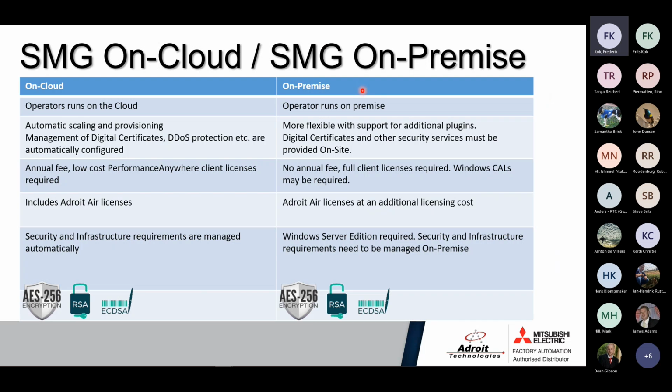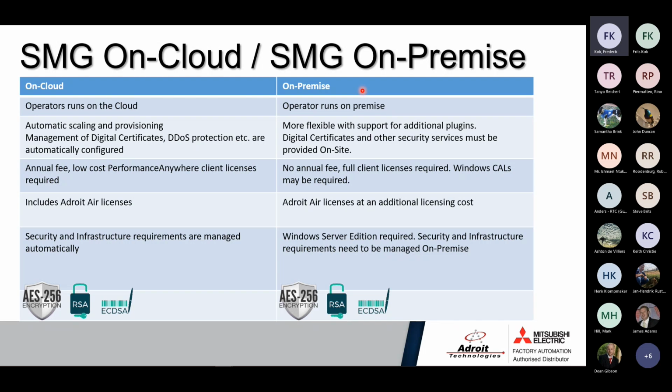A quick overview of the difference between the two versions of the Secure Mobile Gateway. So we said we have on cloud and we have on premise. With on cloud, your operators run within a hosted data center. They actually host it there, and the scaling and provisioning, the management of digital certificates, the denial of service protection, everything is automatically configured on cloud.